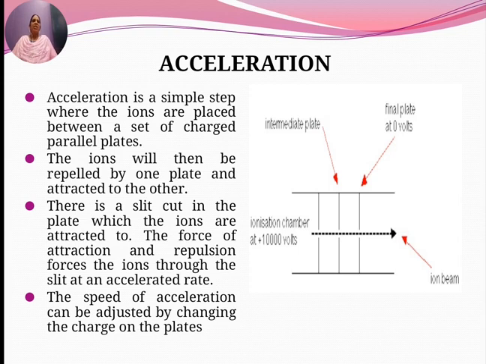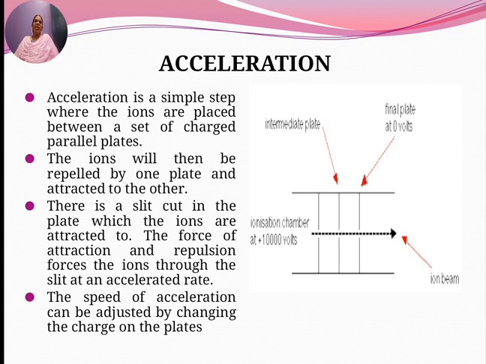As you can see in the figure, you have plates. There is an intermediate plate, then a final plate, and then you have the ionization chamber, into which the ion beam is passed. The ionization chamber is maintained at a very high potential of 10,000 volts. Because of this high potential, the ion beam will be accelerated. The speed of acceleration can be adjusted by changing the charge on the plates.